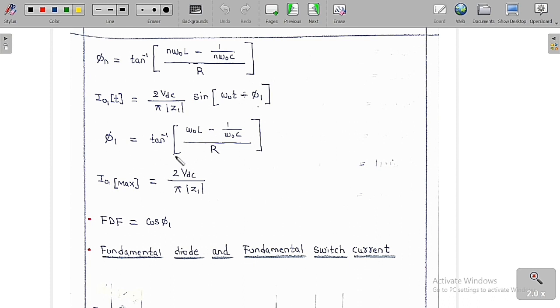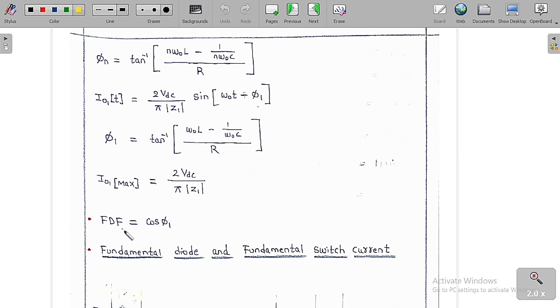So this is basically the angle phi 1 we are going to get. I want to find the maximum value of the fundamental component of the output current, which is 2 VDC by pi times mod of Z1, where mod of Z1 is equal to under root of R square plus (omega naught L minus 1 by omega naught C) whole square.